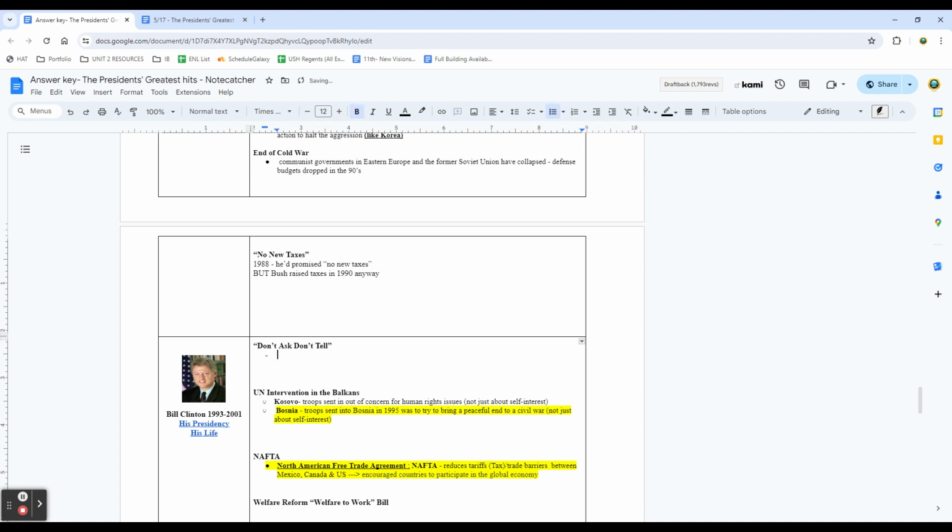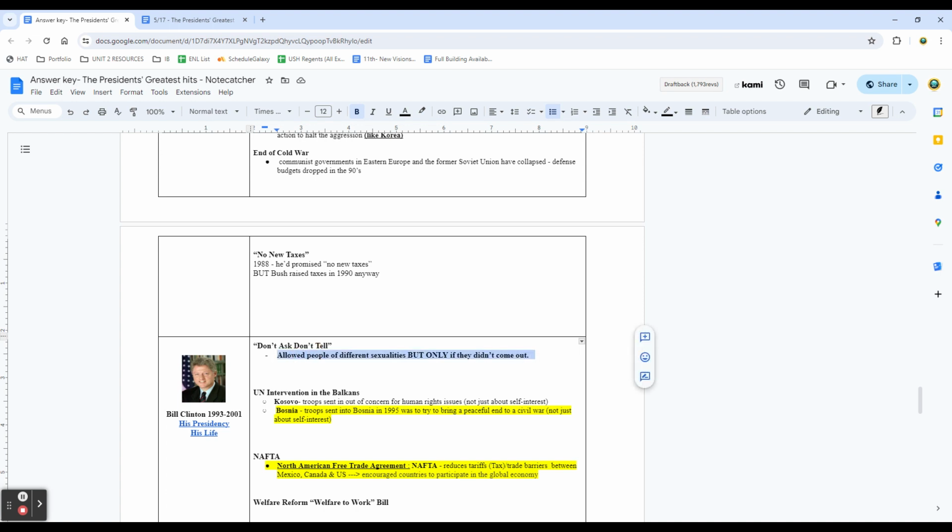One initiative that Bill Clinton has is the Don't Ask, Don't Tell policy. This allowed people of different sexualities to remain in the military and not face scrutiny or investigation, but only if they didn't come out. So if someone was in the military, they didn't openly state their sexuality, they were fine. But if they came out, they would be removed from the military.